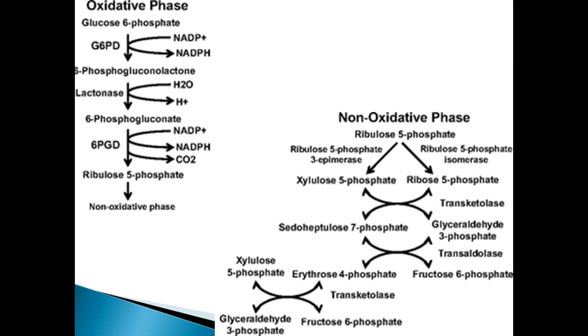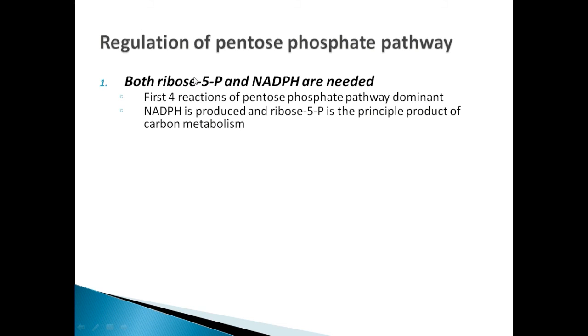So I just wanted to show this slide that shows the entire pathway again, because that'll help us make a lot more sense of the next slide. So the 4 ways in which the regulation can take place for us to be able to utilize either glycolysis or the pentose phosphate pathway: first, if the cell needs both ribose 5-phosphate and NADPH, the first 4 reactions of the pentose phosphate pathway will be dominant, and NADPH will be produced, and ribose 5-phosphate will be the principal product of carbon metabolism.